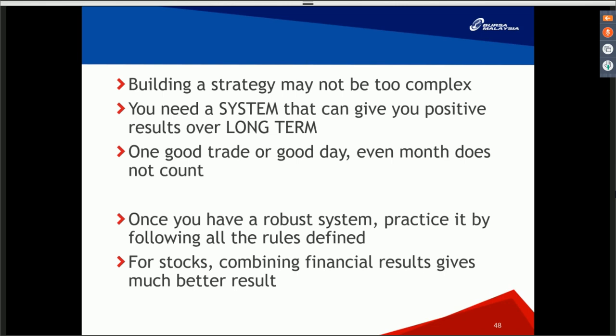If you're doing scalping, then I'm sure Bursa Malaysia, or your broker, can introduce you to another program called day trading, where you will have a very low brokerage, okay, and then you can buy and sell stocks intraday. If that's the case, then you need a much quicker way to trade. You may build your own system, or you may look at price alone. All right. So once you have a robust system, practice it by following all the rules defined.